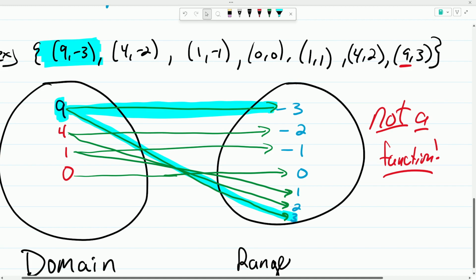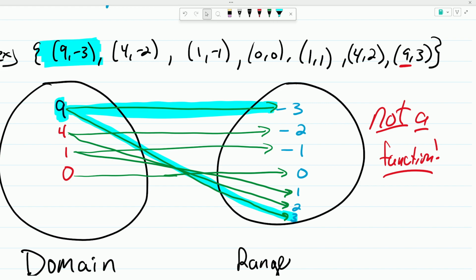That 9 points to two values in my range, and I wanted to point to exactly one. So as soon as I see that number 9 pointing to two of them, boom, stop what you're doing, not a function, move on to the next question. However, if you look at 4 in the domain and you look at 1, we also violated all over again. So this is definitely not a function whatsoever.